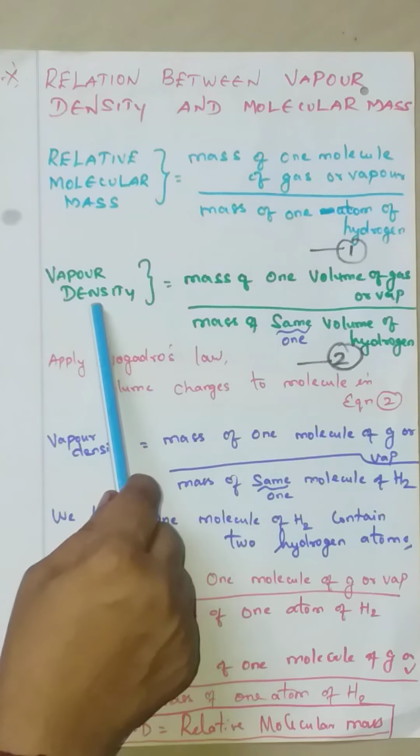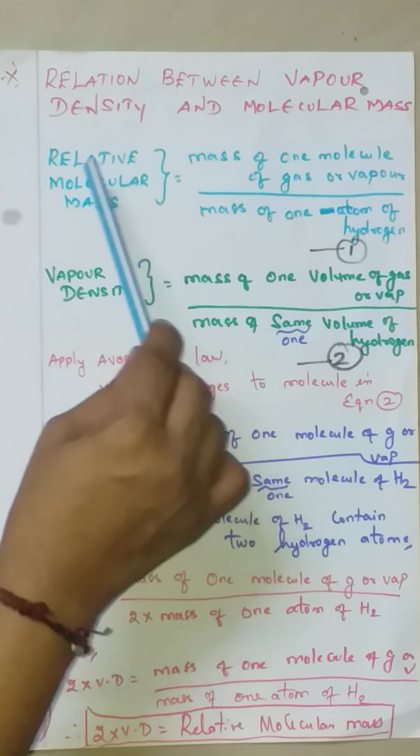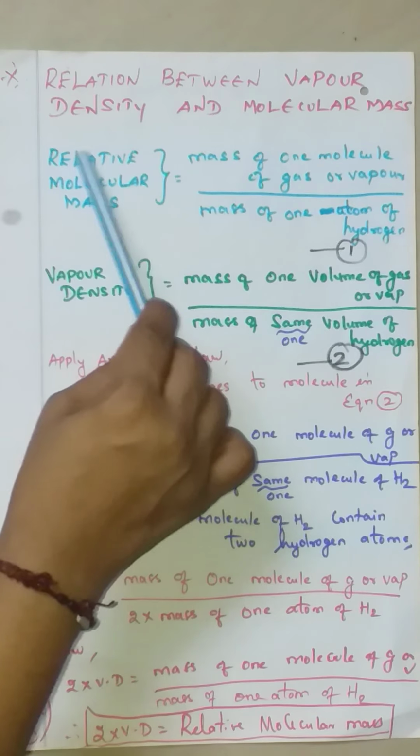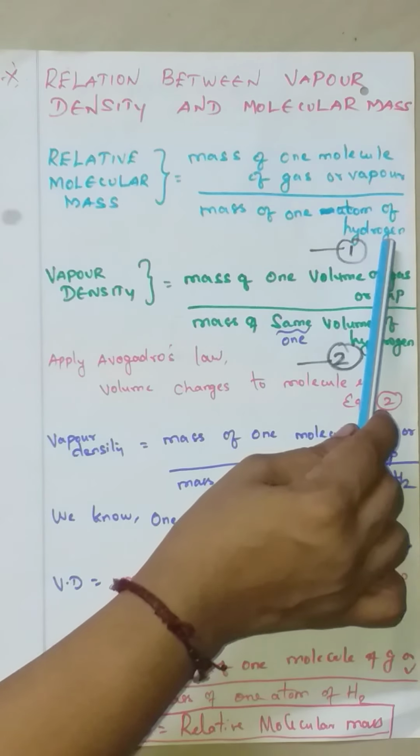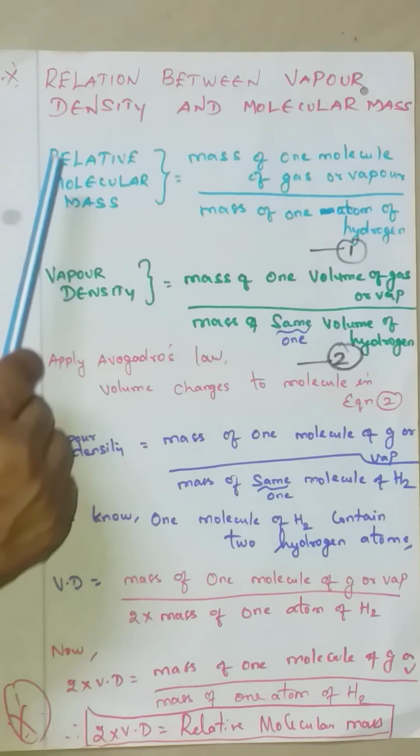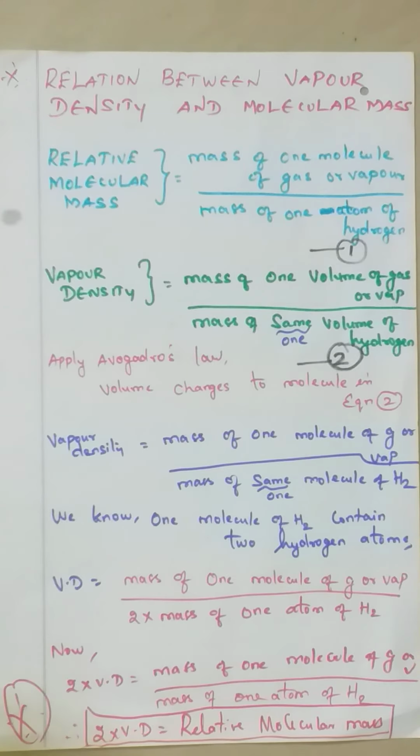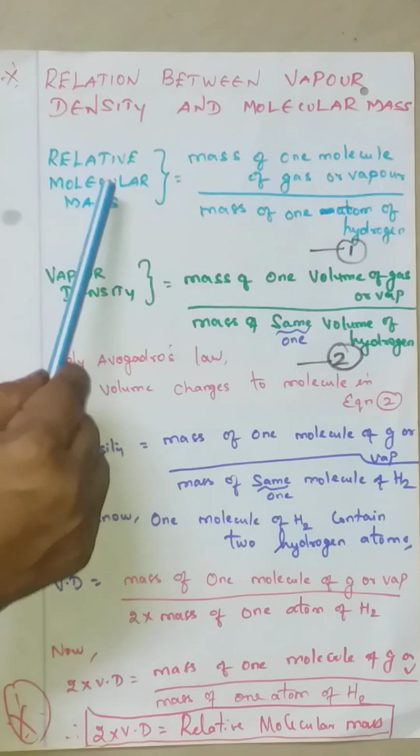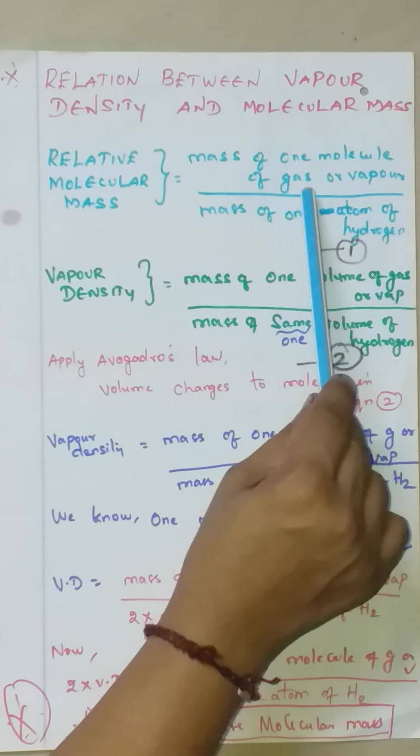First, relative molecular mass. Why are we using the word relative? Because we are comparing with the standard atom, that is hydrogen. That's why we call it relative molecular mass. On the last page we saw relative atomic mass, but here it is relative molecular mass: the mass of one molecule of gas or vapor.